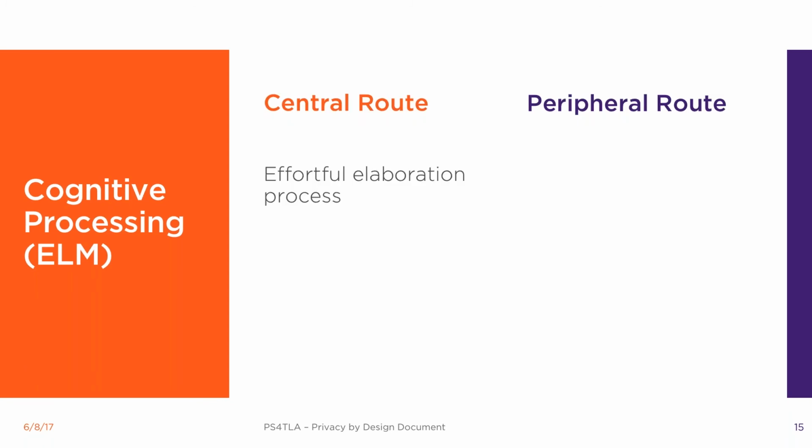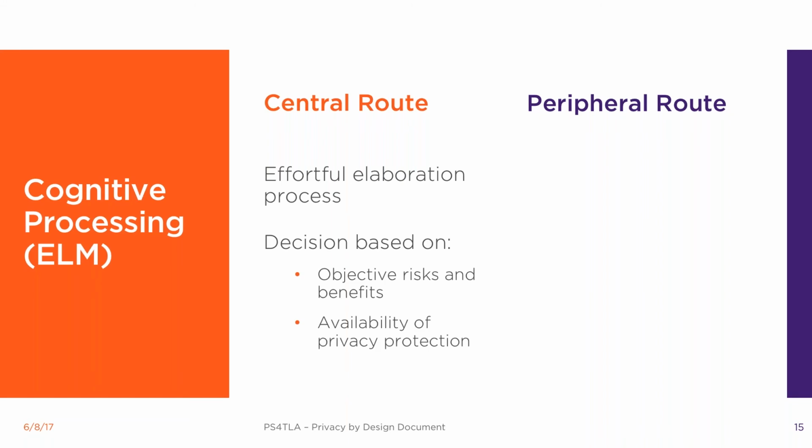So in central route processing, people tend to make an effort to understand the true risks and benefits of disclosure. They really try to understand what's going on. And so if you want to get them to disclose more, you should have a good privacy protection mechanism, and maybe explain how you're collecting the data using a privacy policy. So an app that provably behaves trustworthy will really help people in the central route to overcome these problems of risk and relevance. Whereas in the peripheral route, that's where these heuristics really play a big role.